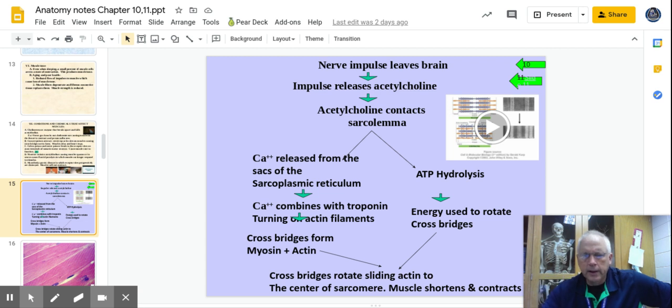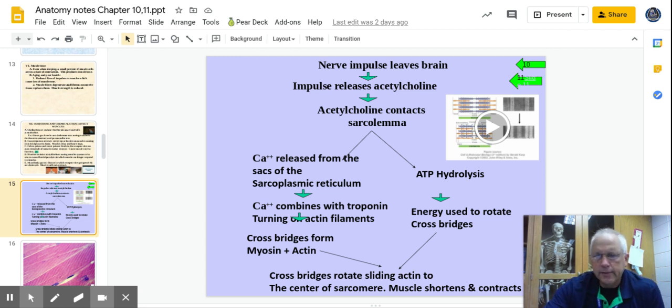When acetylcholine gets released, calcium gets released from their little holding vessels. So they're in little sacs as well. They don't want to leave either. So just like a nerve impulse forces acetylcholine out, acetylcholine forces calcium out.